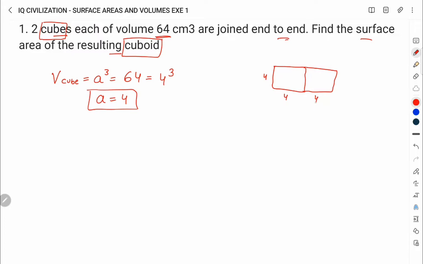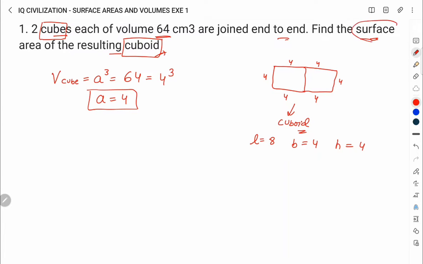So here we have joined two cubes. When we join two cubes, I get a cuboid. For a cuboid, we won't have a, one side. We will have l, b and h. From this diagram, I can say that length is 4 plus 4, that is 8. Breadth is 4 and height is again 4. So what is asked here? Find the surface area of the cuboid.